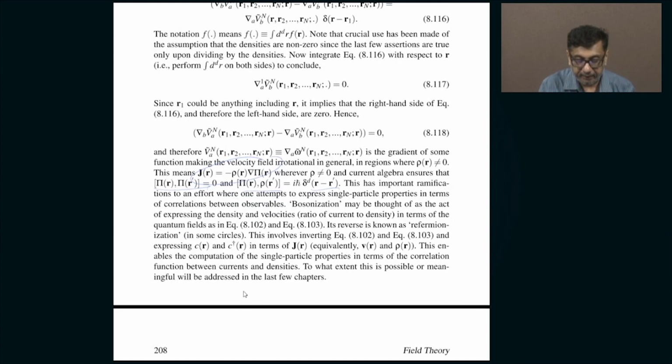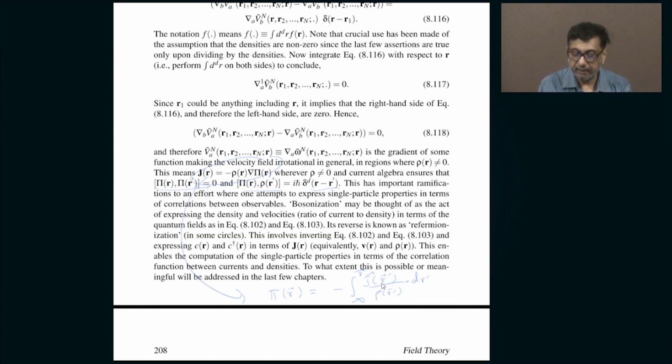So, you define pi clearly by inverting this formula. If you invert this, pi comes out as the line integral of j(r') over rho(r') dr' all the way up to r from some remote point. So, this would be your definition. This would be the line integral of the ratio of j and rho.